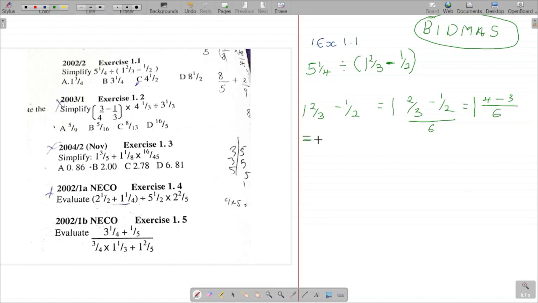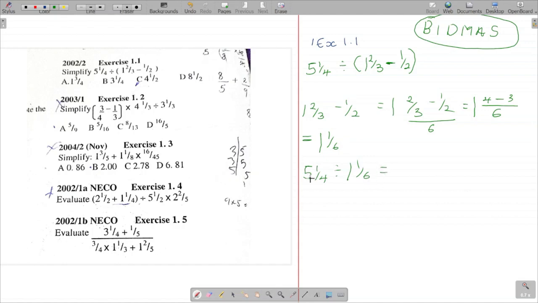Then when we do that, let's get in our whole number. Then 4 minus 3 is 1 over 6. So this is for the bracket. Then we go to the next one, which is the 5 whole number 1 over 4 divided by the bracket. We found the value for the bracket, so we just insert that value: 5 whole number 1 over 4 divided by 1 whole number 1 over 6.